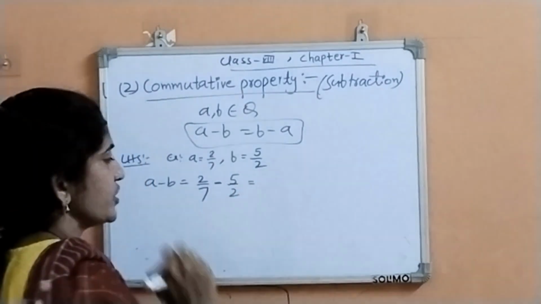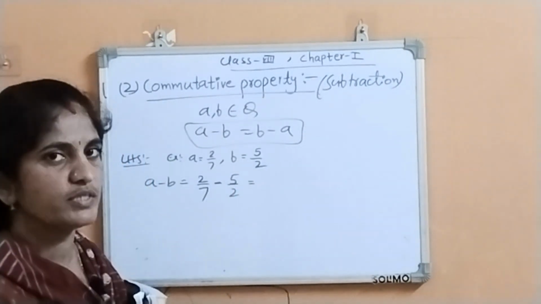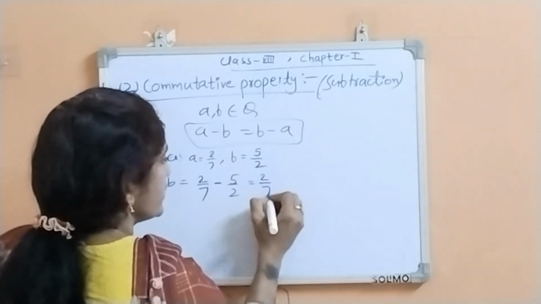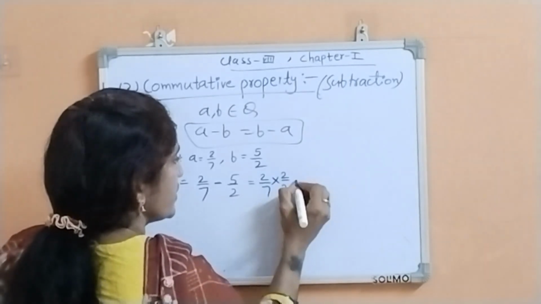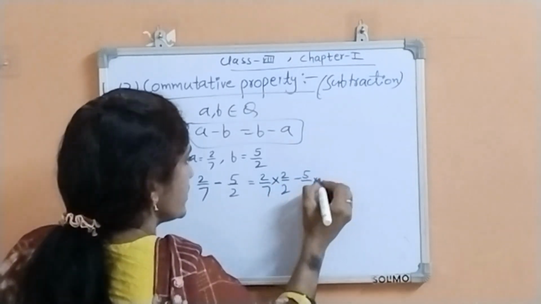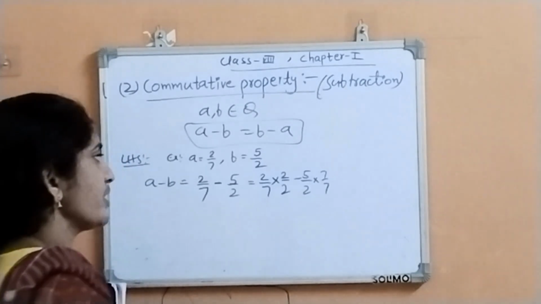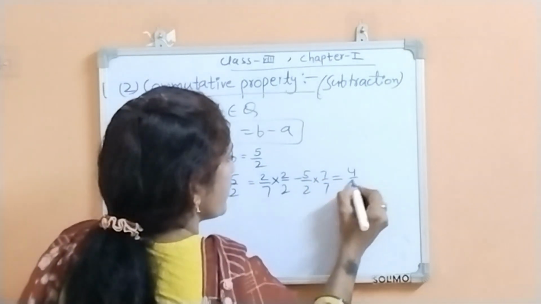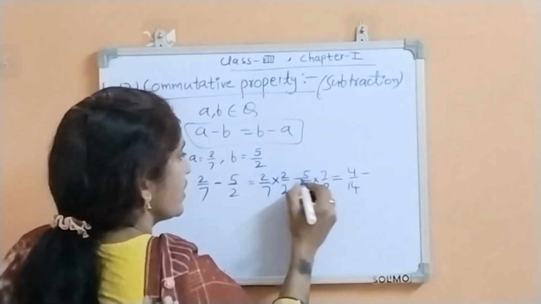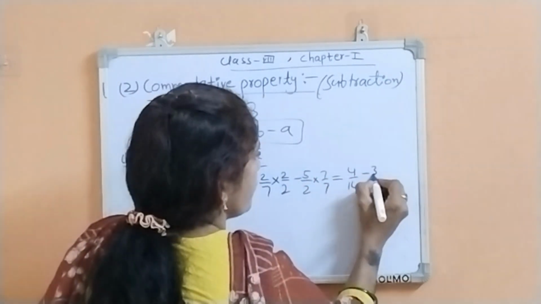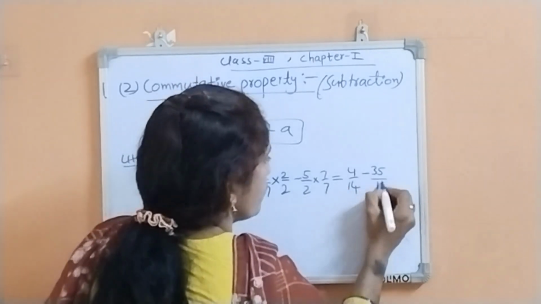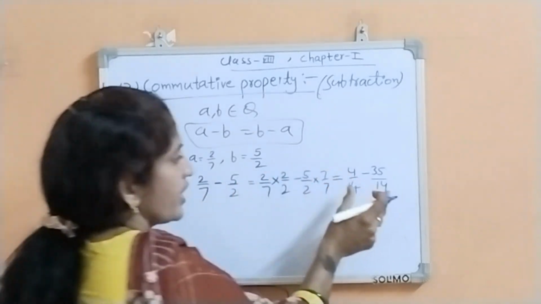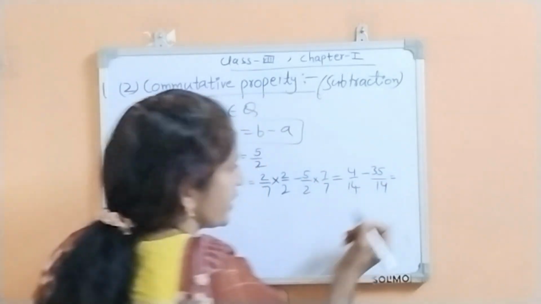These fractions are unlike fractions, that's why we can't subtract one from another. So I am going to convert these unlike fractions to like fractions. For this purpose, I am going to multiply the first fraction with the second fraction denominator, and the second fraction with the first fraction denominator. So what will we get? 2 2s are 4 by 7 2s are 14, minus 5 7s are 35 by 2 7s are 14. Now these unlike fractions are converted to like fractions, so we can subtract directly.